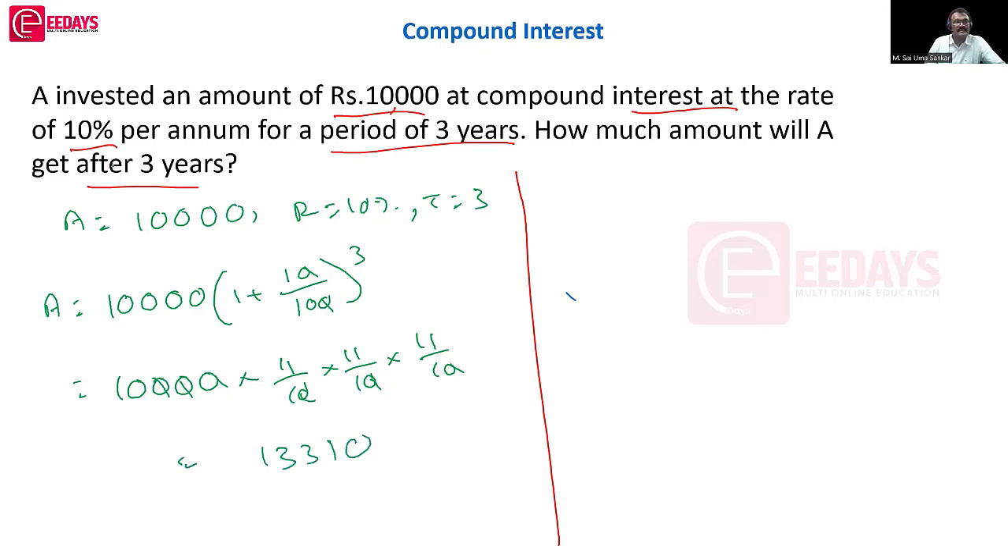What we required? A invested here, how much amount will A get after 3 years? So what is the amount? That is equal to 13,310 rupees, which is the required answer.